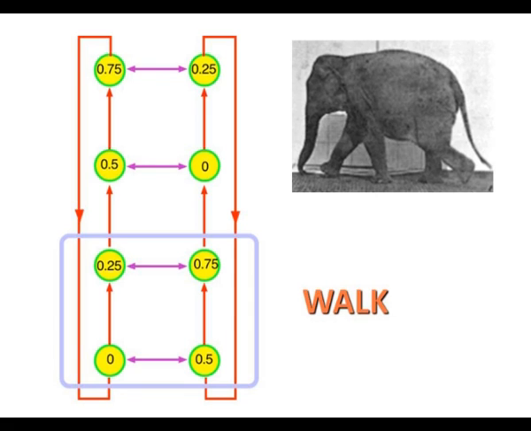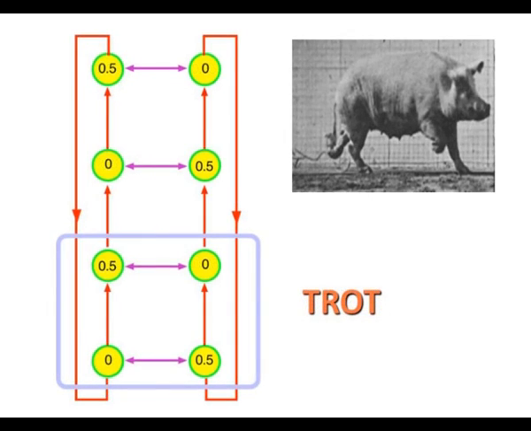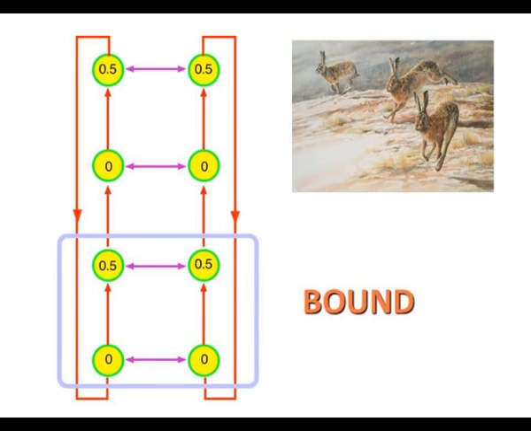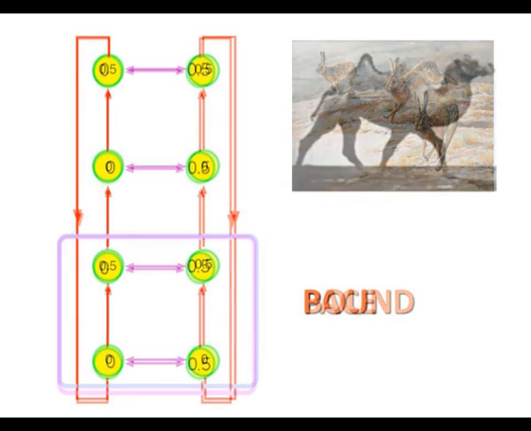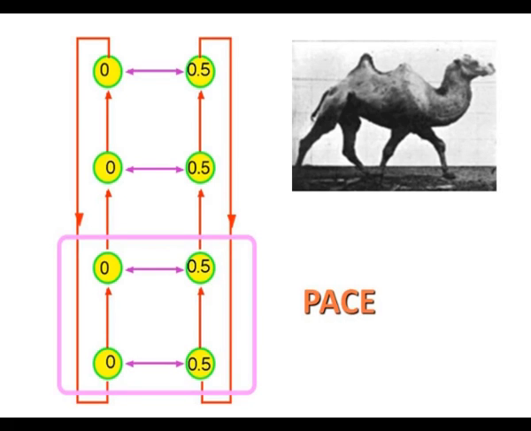There are 8 patterns for this network, basically. Well, if you just look at the bottom 4, that's the walk. That is exactly the walk. Whereas if we have this pattern, which can also occur, and just look at the bottom 4, you recognise the trot. That's the bound. 0, half, 0, half. That's the pace. And that's the pronk.